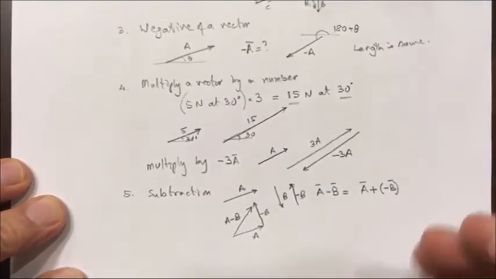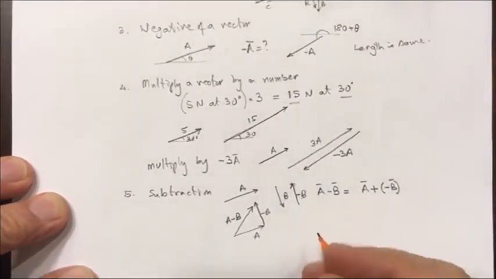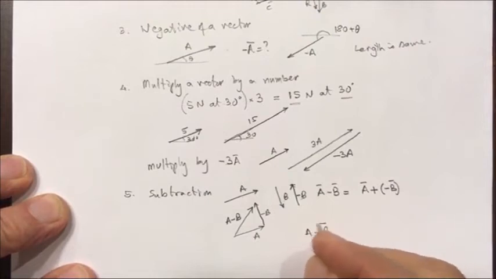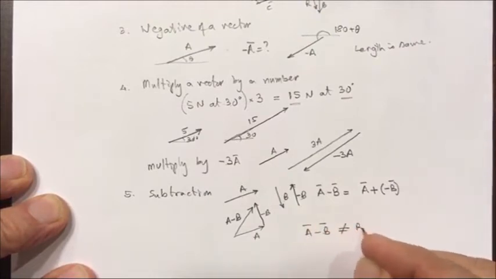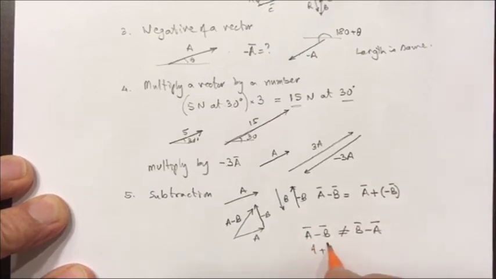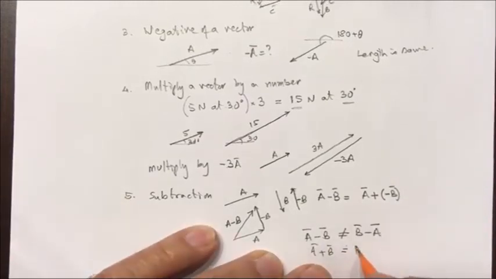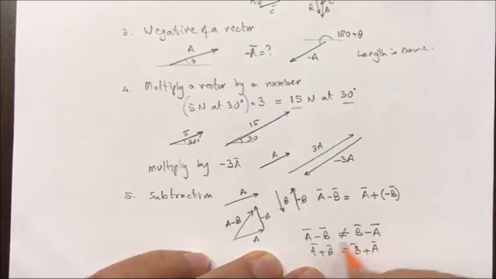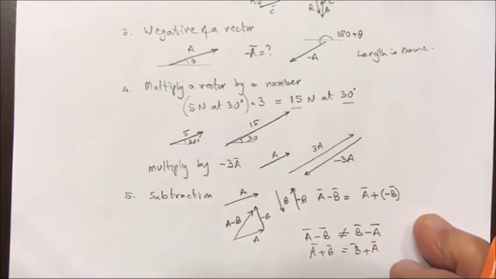Now we need to remember that A minus B is not the same as B minus A. The plus is, so A plus B is the same as B plus A. But A minus B is not the same as B minus A.